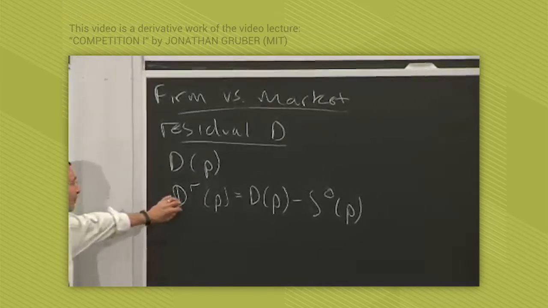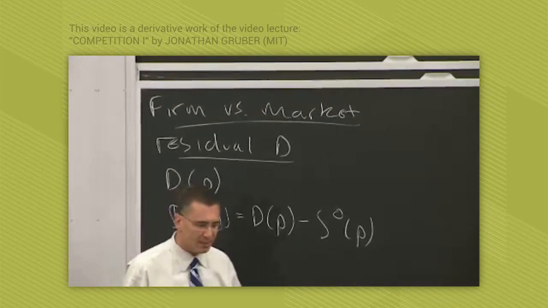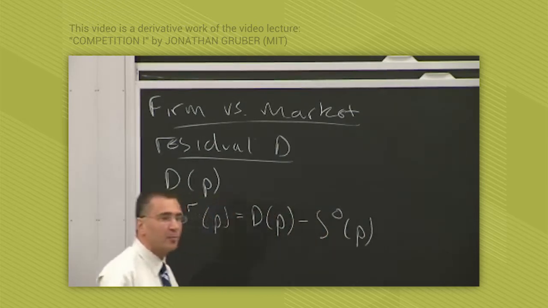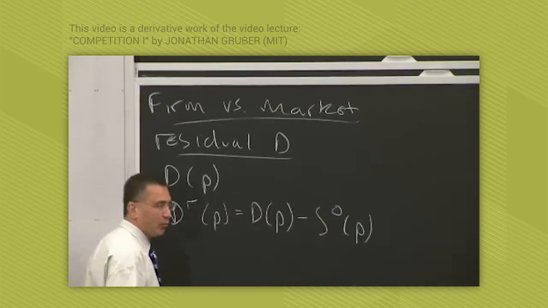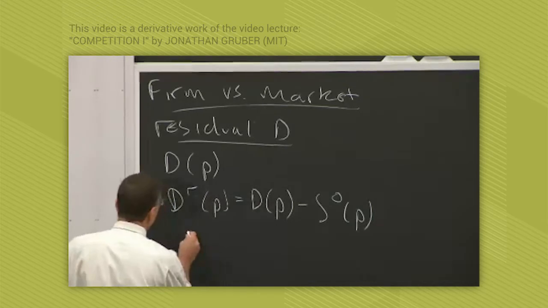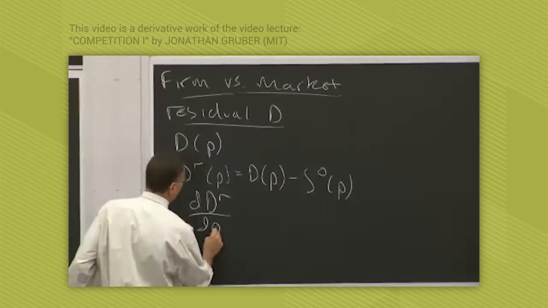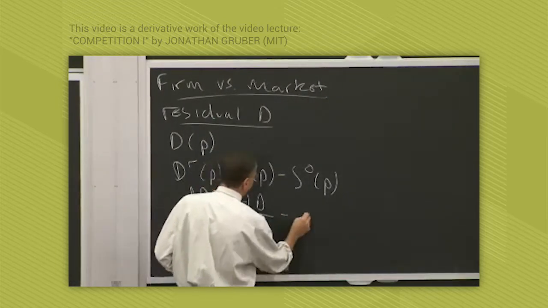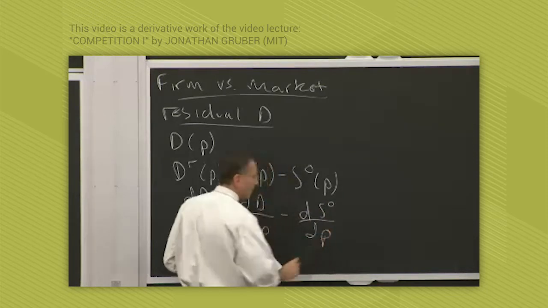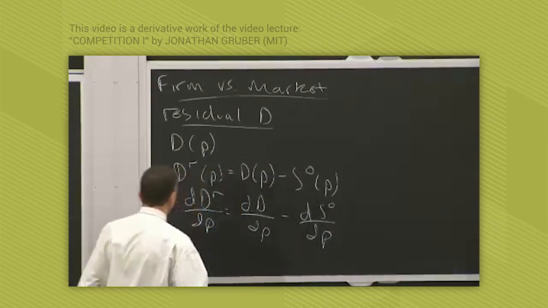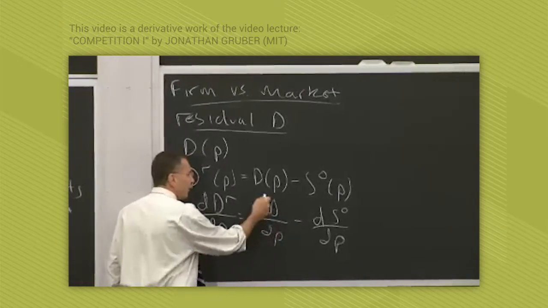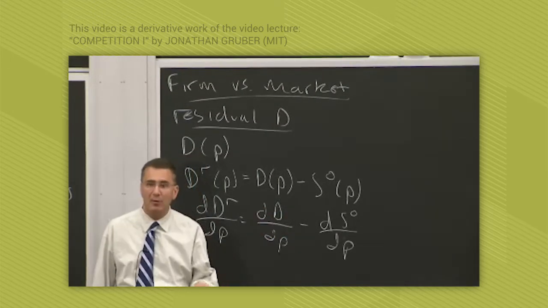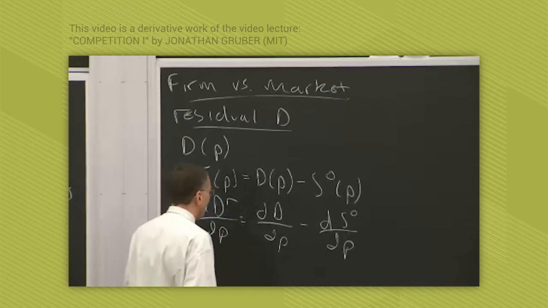So the demand for my product as a firm, my residual demand, is the market demand minus what other firms supply. If you differentiate this with respect to price, you'll see that dD^R/dP equals dD/dP minus dS^0/dP. This first one is the market demand curve. We know that's a negative number because demand curves slope down. We're not assuming Giffen goods.